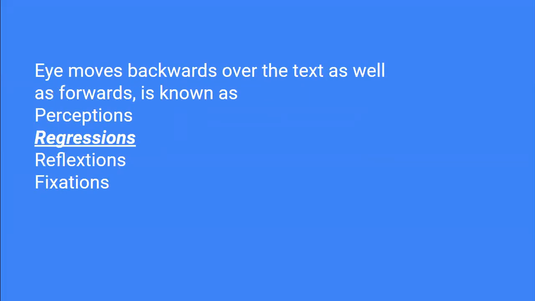Eye moves backwards over the text as well as forwards is known as, the options are perceptions, regression, reflections, fixation. The answer is regression.